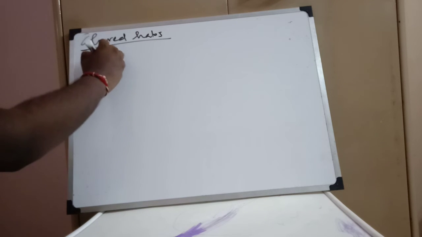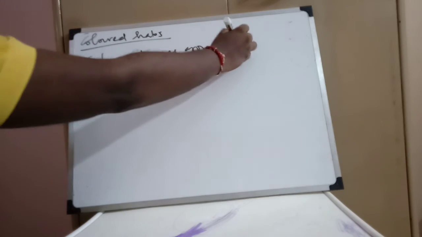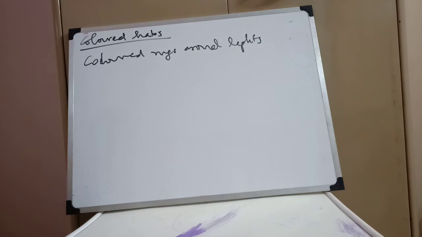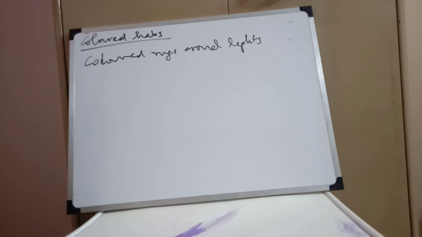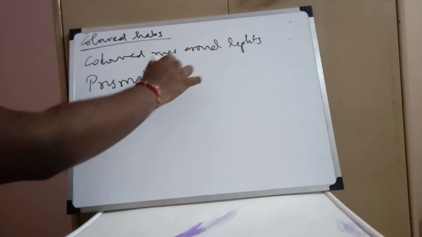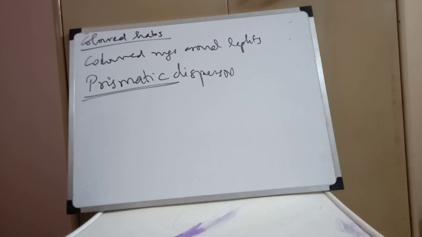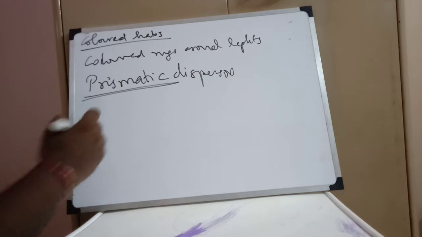Next, we are going to have colored halos. So, how do you define colored halos? Colored rings around lights are called colored halos. Why does colored halo occur? It occurs due to prismatic dispersion. This is a very, very important term. Prismatic dispersion of light because of abnormal fluid collection in the refractive media.